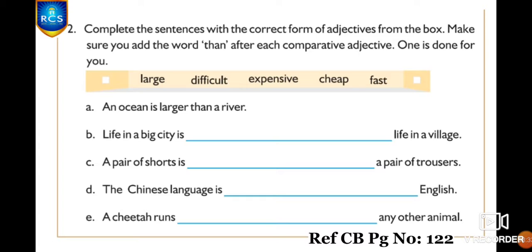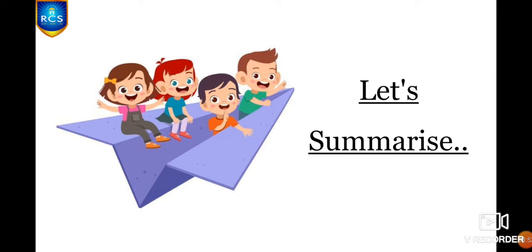And second one, complete the sentences with the correct form of adjectives from the box. Make sure you add the word than after each comparative adjective. And one is done for you as an example. An ocean is larger than a river. And I hope you completed your class activity, children.